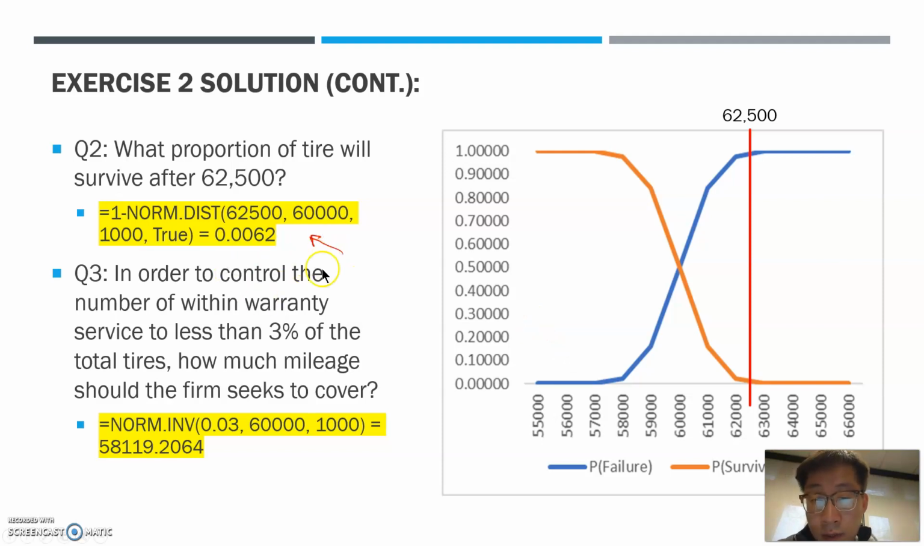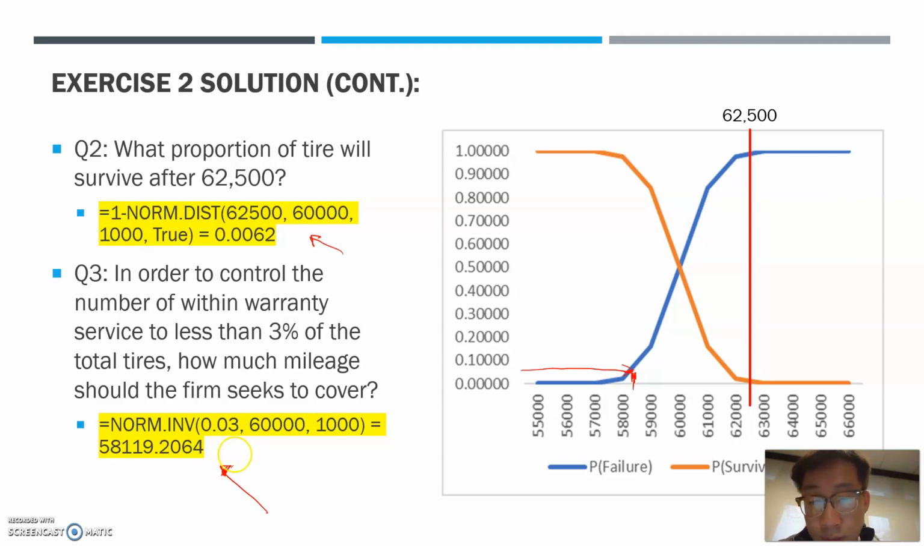In order to control the number of within-warranty service to less than 3% of the total tires, how much mileage should the firm seek to cover? They only like to cover less than 3% right here. Okay, so this is a failure rate. We're looking at somewhere here. It's not exactly, we can't really see 3% here, so you actually need to run a calculation using Excel to learn the exact number.